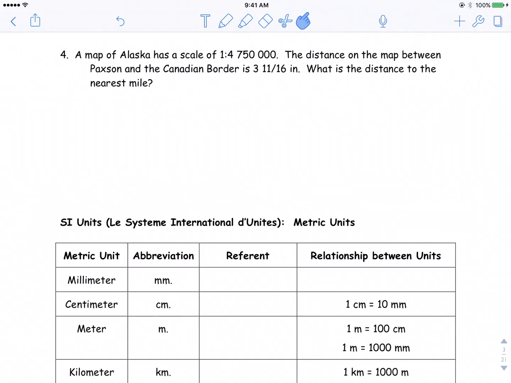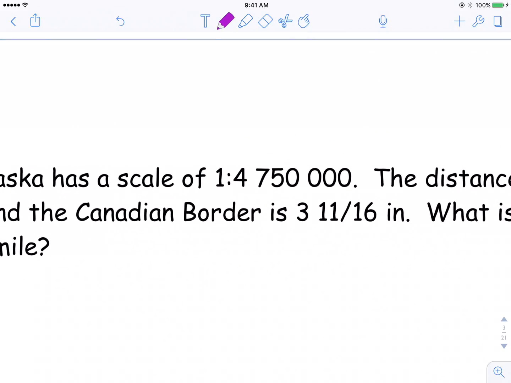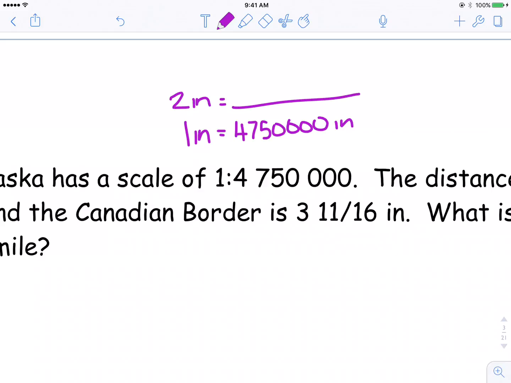First thing we need to do is understand that 1 inch to 4,750,000 means that every 1 inch measured is actually equal to 4,750,000 inches. Okay? So if I measure 2 inches, it would be that doubled. But in this case, I've actually measured 3 and 11/16 inches.